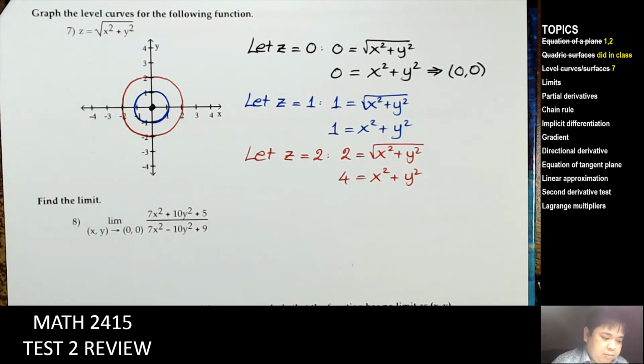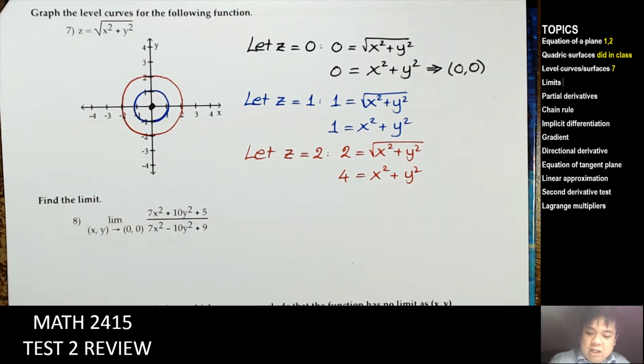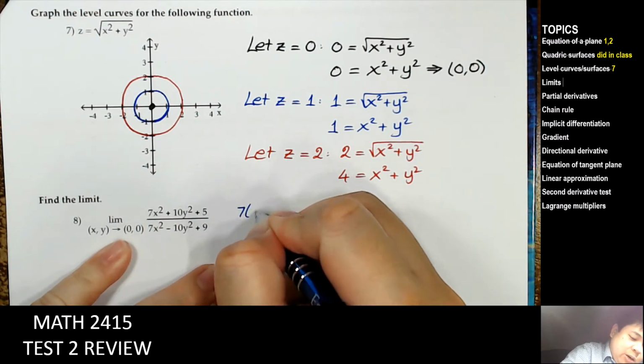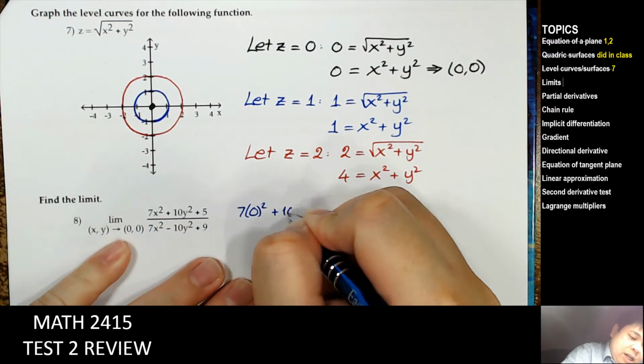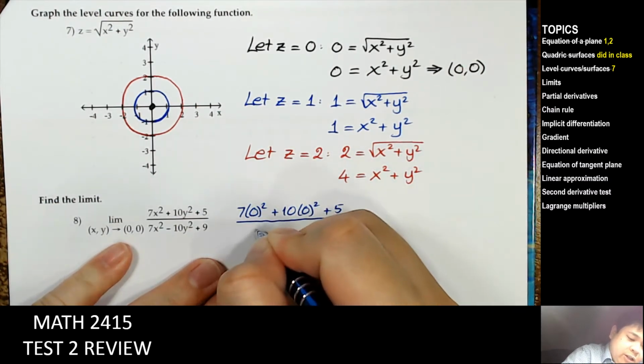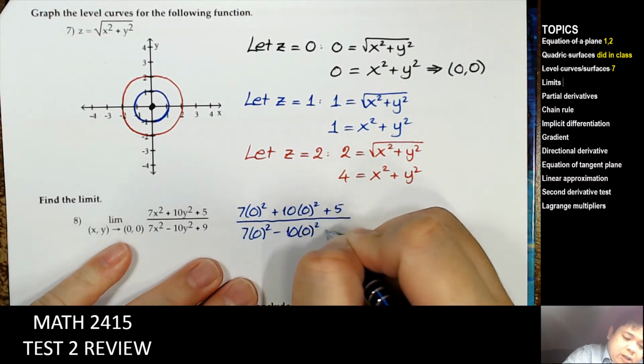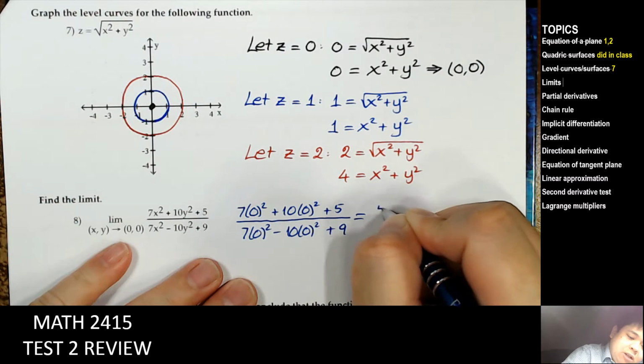Now we have the limits. So the first rule of the limit, of course, is we're just going to put in the numbers that x and y approach. If we have a number that is defined, that will be the limit. So if I put in 0, we have 7 times 0 squared plus 10 times 0 squared plus 5, all over 7 times 0 squared minus 10 times 0 squared plus 9. So that is 5 over 9.